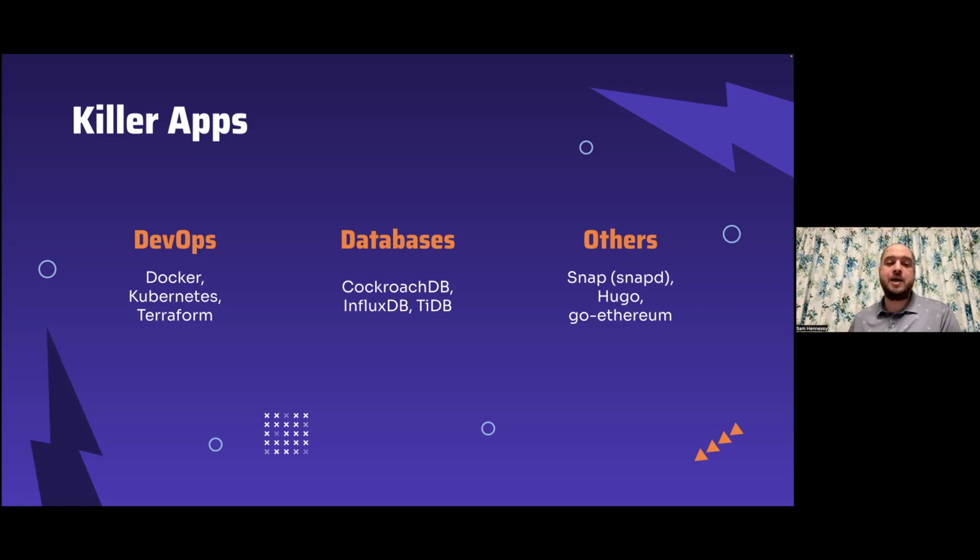Hugo is a static blog generation tool that's really, really popular. And then Ethereum, the first implementation of the Ethereum virtual machine runtime was written in Go. That one's a little bit of a stretch, it's not Ethereum itself that's written in Go, that's for sure, but it was popular there. So just so you know that it's being used in quite significant things.